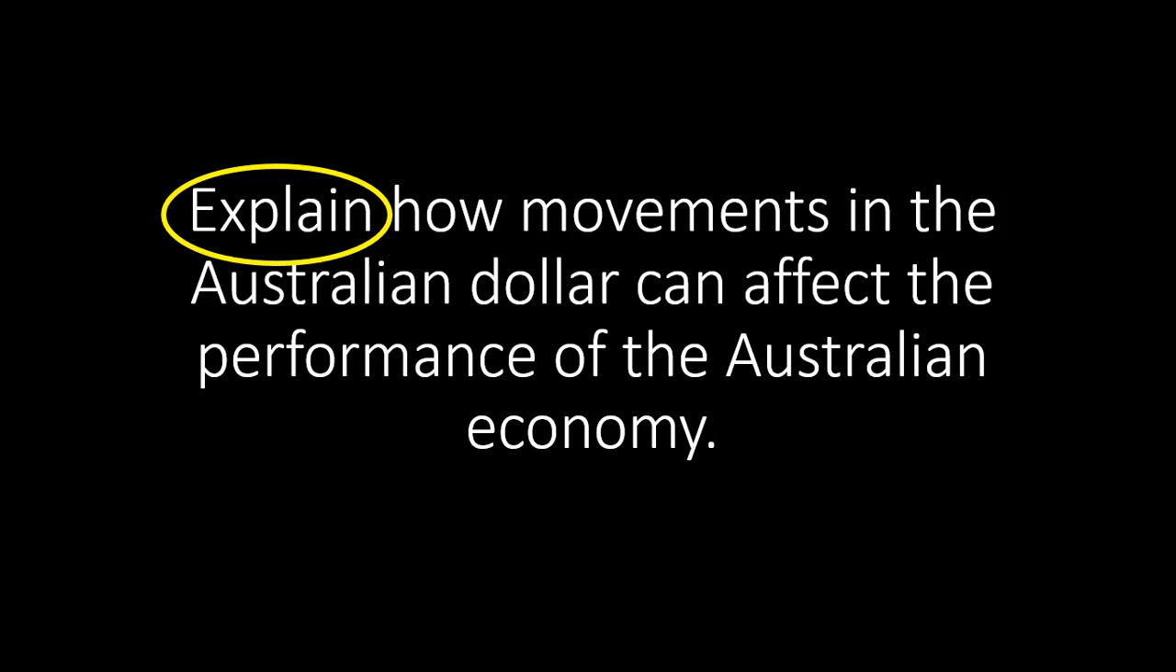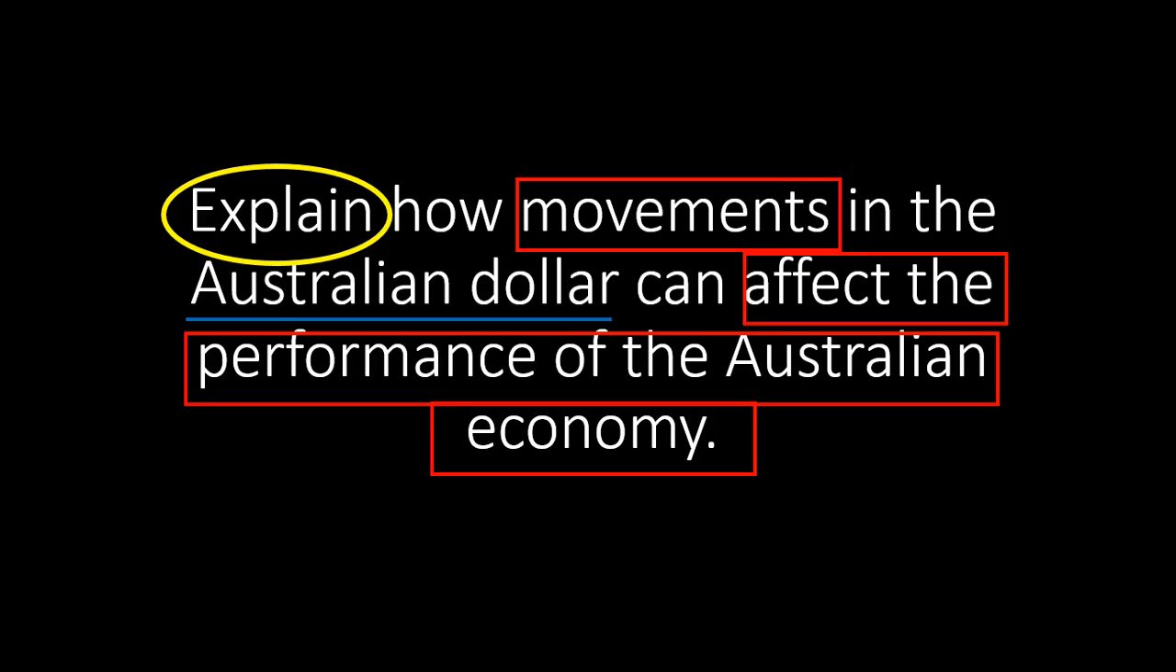So that's circle the verb. We underline terms from the syllabus. The Australian dollar is obviously from the syllabus. That's a key term, so we underline that. And then we put a box around any other words or terms we think are important. I would say movements is very important, because we need to acknowledge both appreciation and depreciation. We need to consider the way that the currency appreciates and the effects of that, and also the way it depreciates and the effects of that. So appreciation and depreciation are our movements.